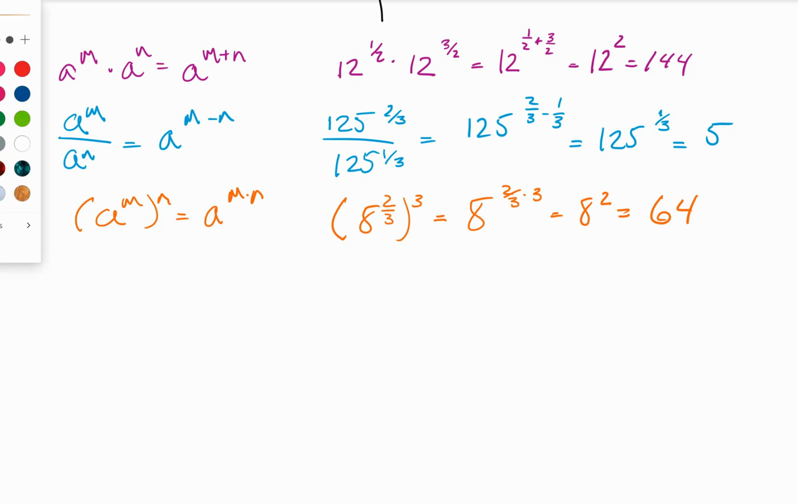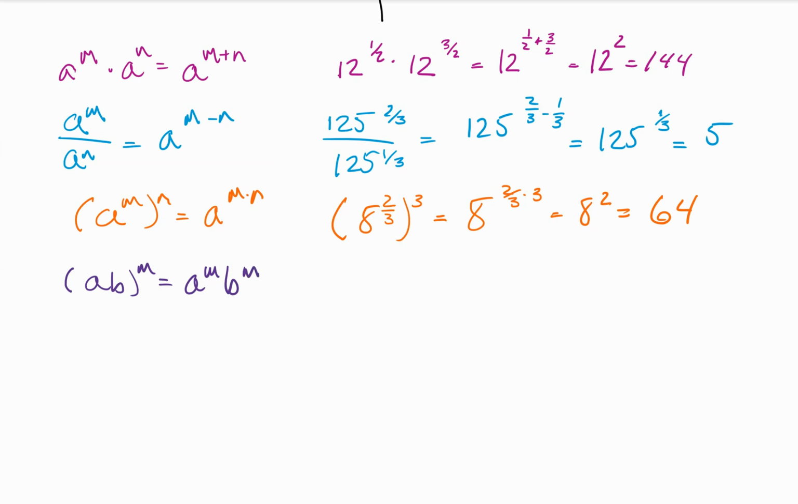And then we have the power of a product and the power of a quotient. If I had ab to the m, it's like a to the m, b to the m. So a product can be raised to a power by breaking it up. So if I had like 16 times 25 to the 1/2, that's going to be like 16 to the 1/2 times 25 to the 1/2. That would be 4 times 5, which is 20.